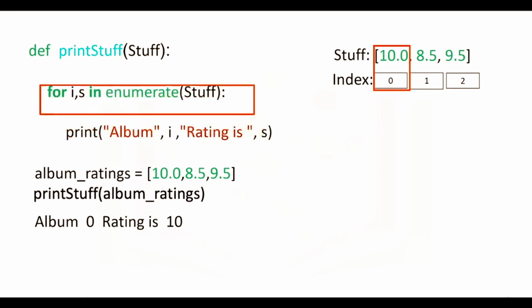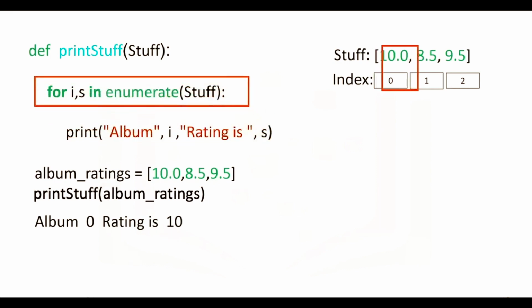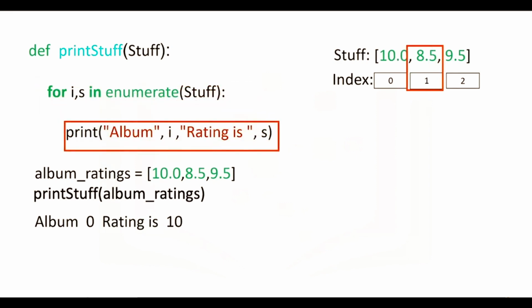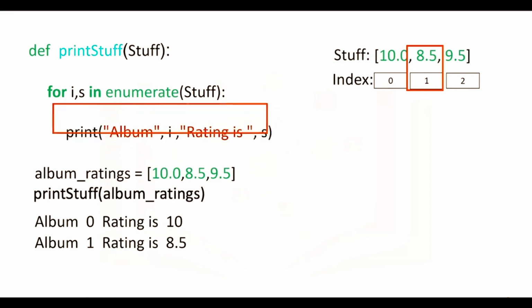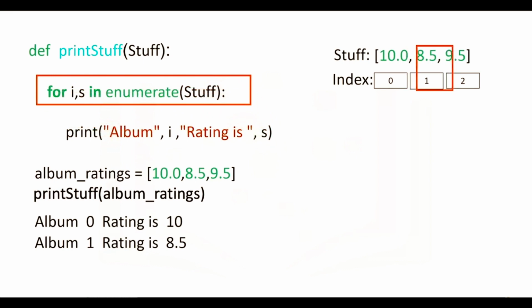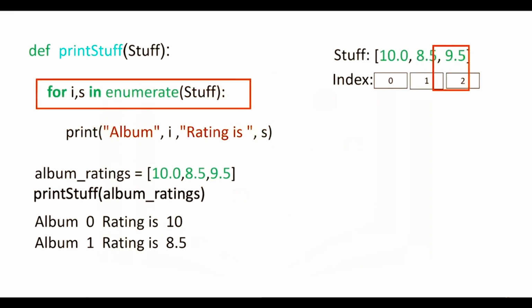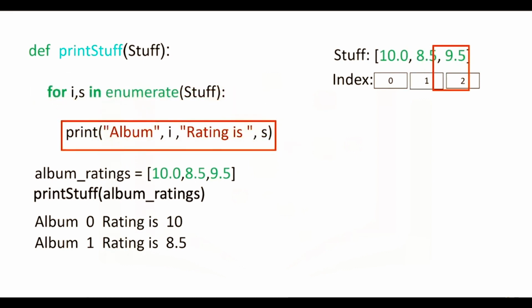We continue iterating through the loop. The values of i and s are updated. The print statement is reached. Similarly, the next values of the list and index are printed. The process is repeated. The values of i and s are updated. We continue iterating until the final values in the list are printed out.